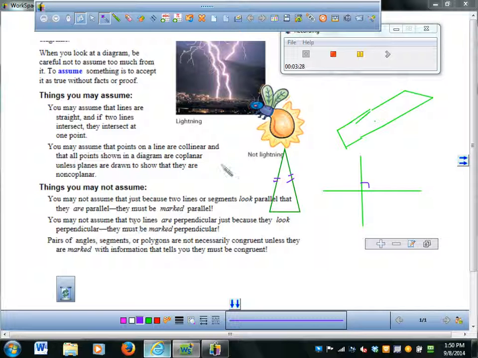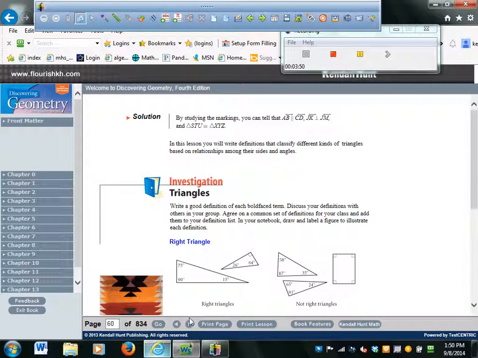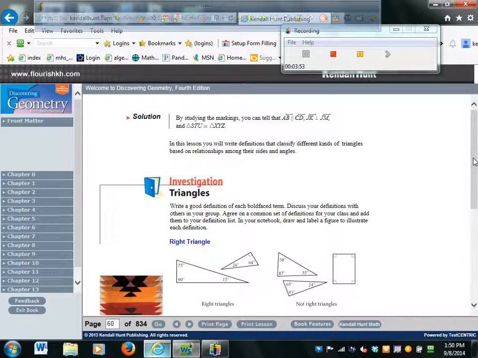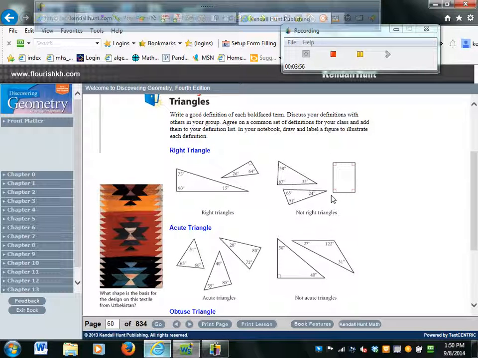All right, so anyway, since this is up here, how do I get to the next page of this book? I'll go to the next page. Okay, so here are right triangles, here are not right triangles. That's not even a triangle. Who can tell me what a right triangle is? And you should take notes. I don't have a note sheet for you because this is very basic.